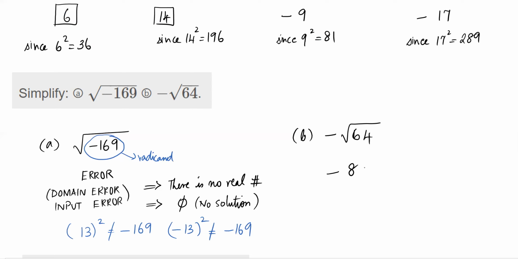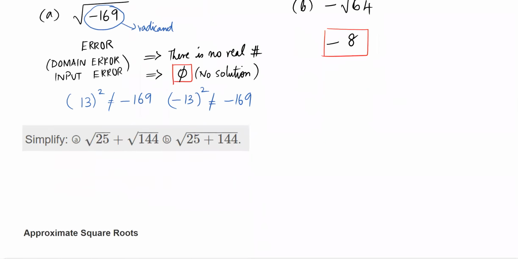Okay. So anyways, let me just box these answers. And that is how we simplify square roots. These are just with numbers. We didn't see any letters coming in them, right? Okay.